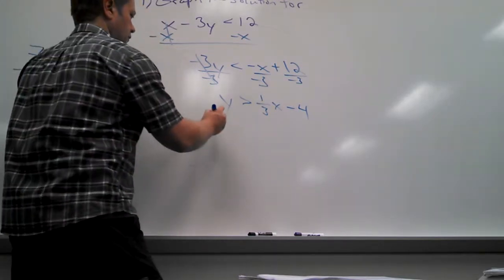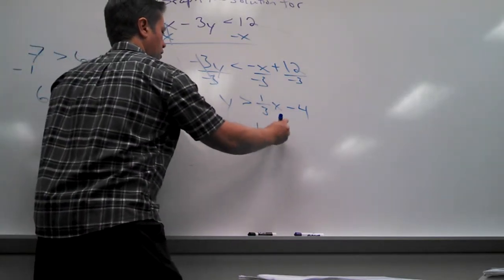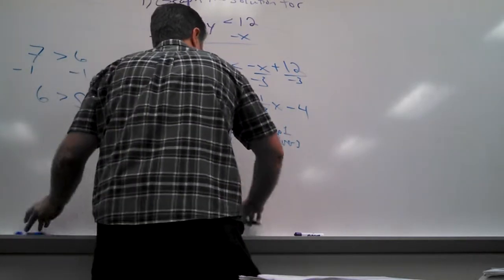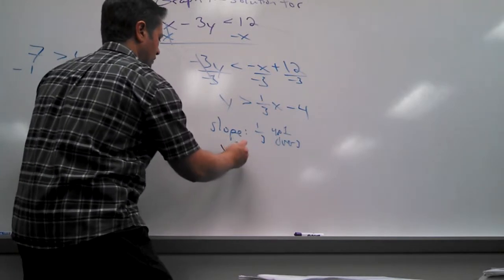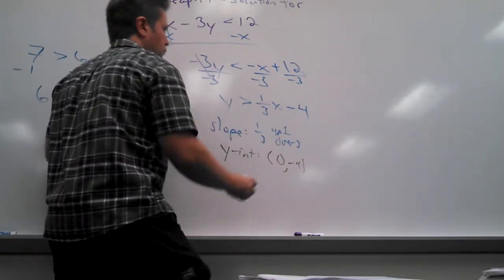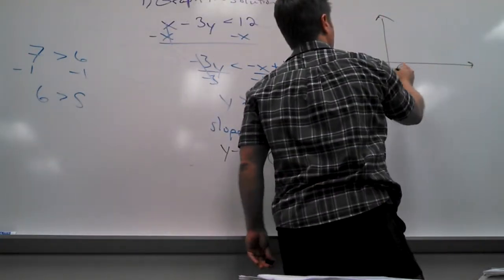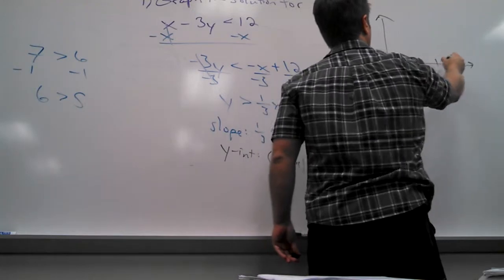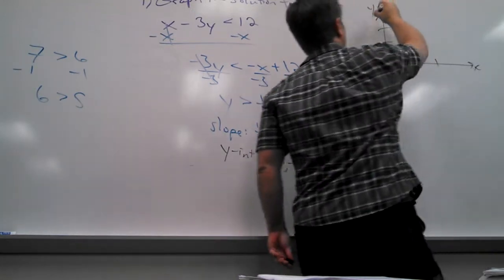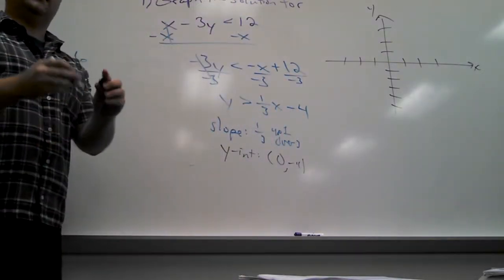So what's my slope? 1 over 3. So I'll go up 1 over 3. All right, you drive me crazy. Yes, sweet. So the y-intercept is (0, -4). Negative 4, cool. All right, so go ahead and try to graph that.